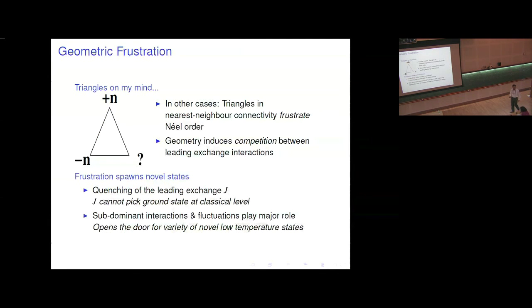If you have magnetic ions in lattices where the nearest neighbor connectivity makes triangles, then Néel order gets frustrated, because if you pick any spontaneously chosen direction in spin space N, this spin points up along it, that points down along it, this one doesn't know what to do. And in such cases, you can get interesting physics at low temperature, because the leading exchange interaction is not able to pick a ground state at low temperature. And the real physics is then the physics of fluctuations and subdominant terms.